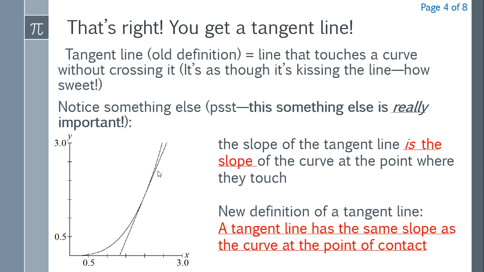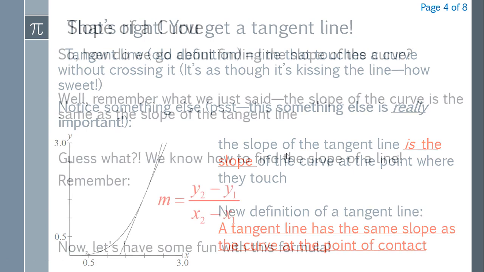Now, the tangent line, old definition, a line that touches a curve without crossing it, just kissing the curve at one point. Notice something else, something really important. The slope of the tangent line is the slope of the curve at the point where they touch. This new definition of a tangent line has the same slope as the curve at the point of contact. And that is what's going to be the derivative.